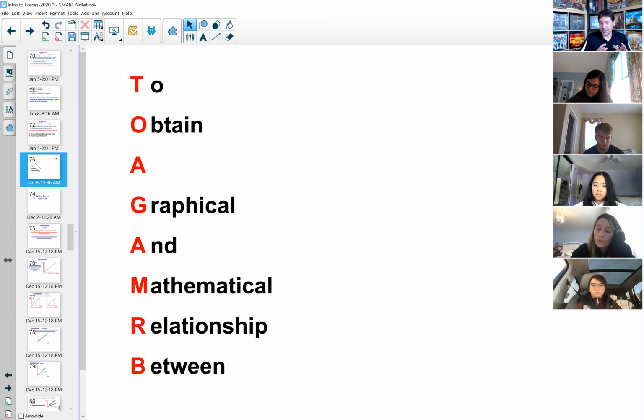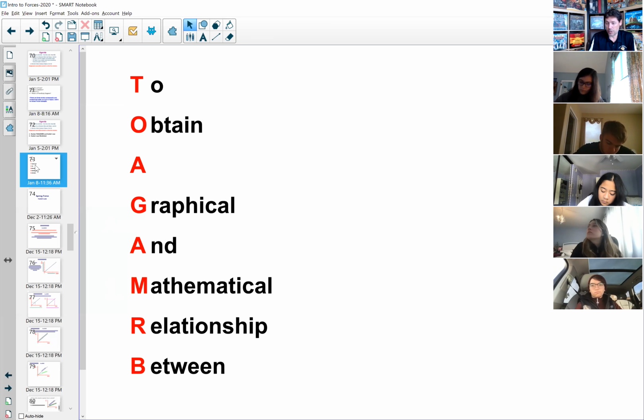Now, College Board doesn't use the acronym TOAGAMRB. It's actually from a curriculum I use on scientific modeling, and it's not something College Board would recognize, but it's an acronym to help you think, okay, in my lab, my goal is to obtain a graphical and mathematical relationship between. That's what they want you to do. So the acronym guides you into what College Board wants you to discover and wants you to present. And so that's what that's about.